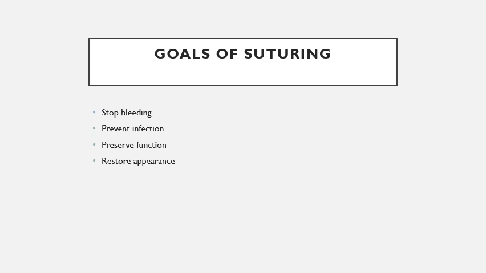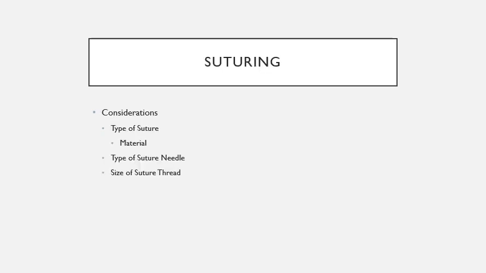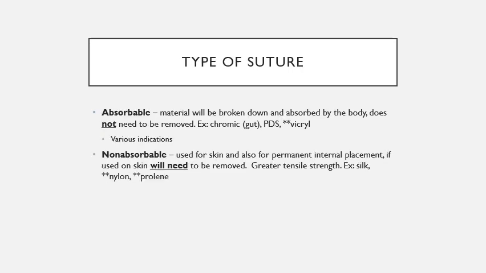Goals of suturing. Main goals are to stop bleeding, prevent infection, preserve function, and restore appearance. Considerations. Some considerations to think about are type of suture, what material to use, the type of suture needle, and the size of suture thread.